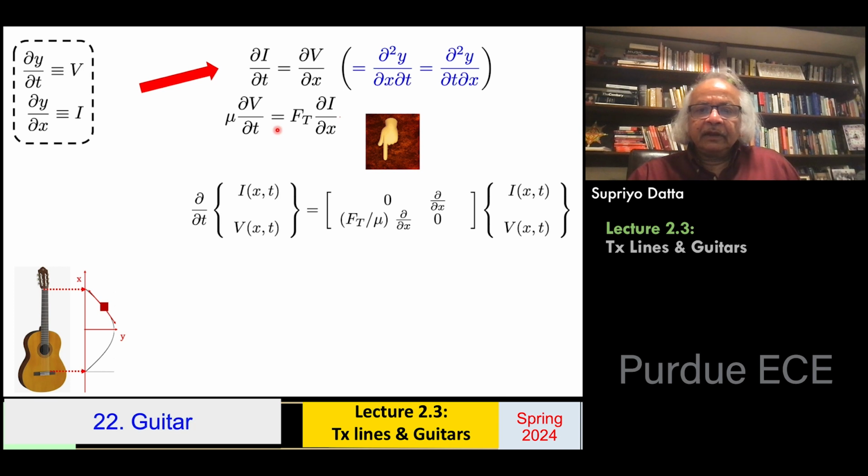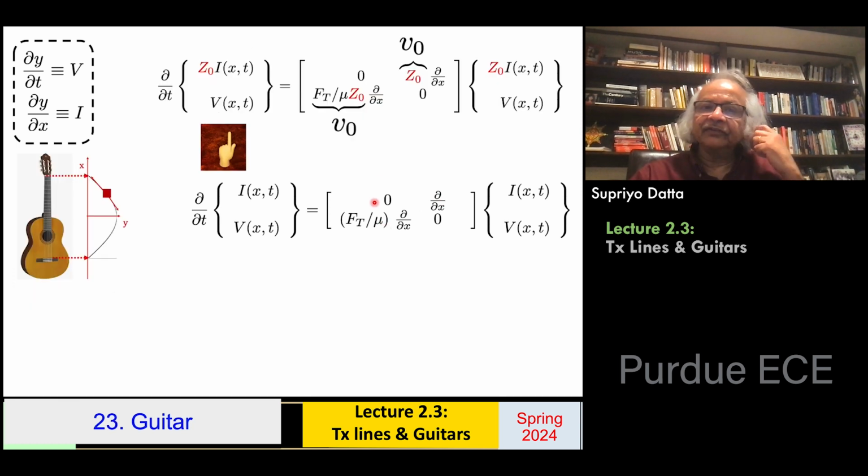Now, you can take this set of equations and put it in the form of a matrix, as we always do, because then you can see the pattern and compare it to what we had been doing before. And basically, you'll have a d/dx here and a d/dx here, but with a factor Ft over mu out here. Now, if you remember, our next step usually is to scale the current variable so that it has the same dimensions as the voltage, and try to make the two elements here become equal in magnitude.